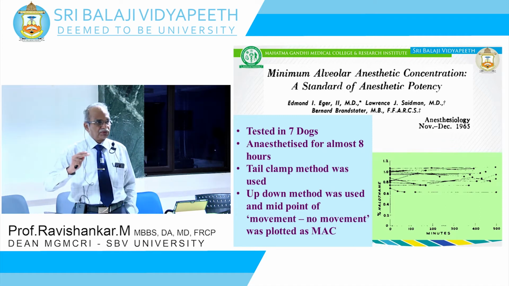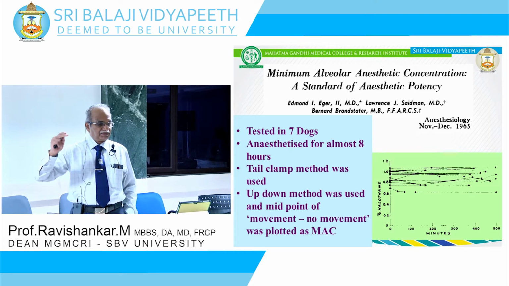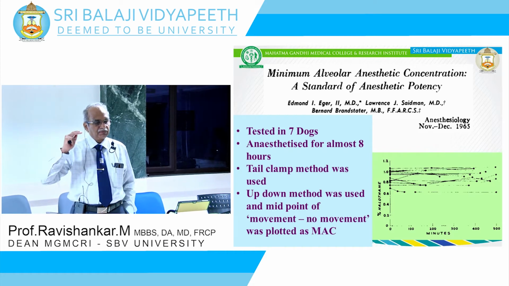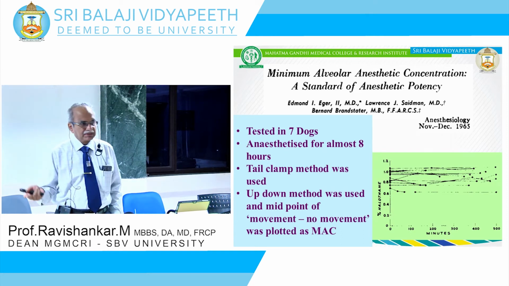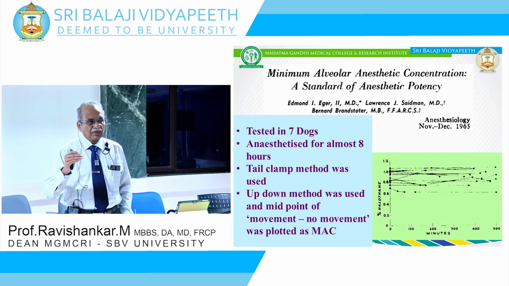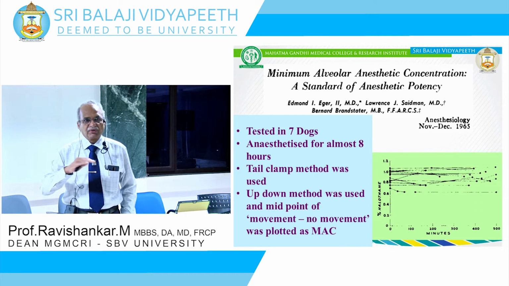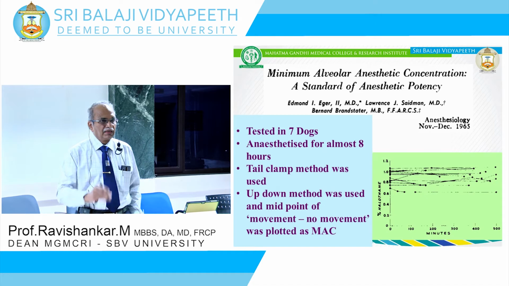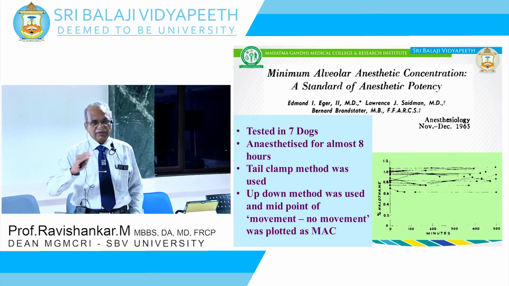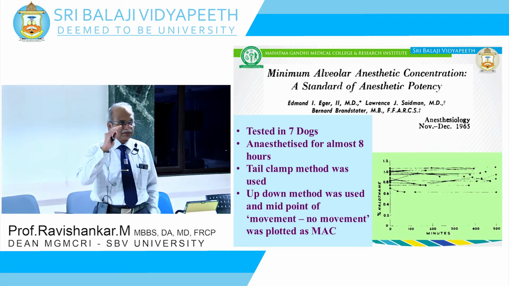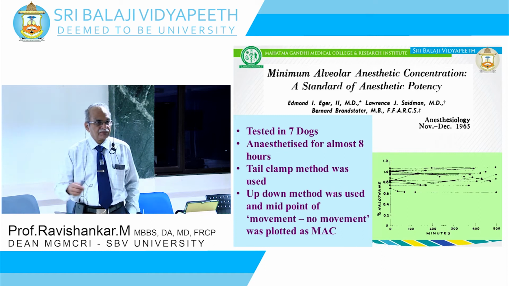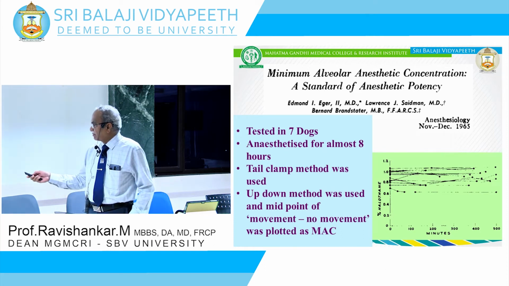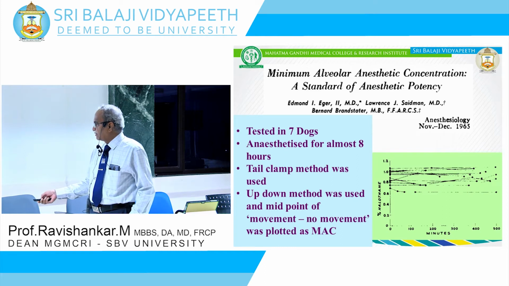If the dog moves, you increase the concentration by a fixed percentage, and they waited for a minimum of 30 minutes before testing again, because they wanted an equilibration between what is given from the circuit and the body. So they thought, what is the minimum time we'll have to allow for that equilibration? They arbitrarily fixed it at 30 minutes. So every time they changed the concentration, they waited for 30 minutes to test again. That is why it went on for 8 hours for the dogs. The up and down method is used, and the midpoint of movement to no movement is plotted as MAC.